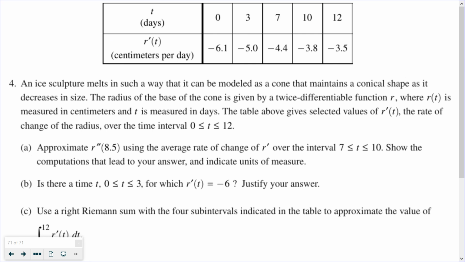If you just read part B, I would think MVT 100%. Because whenever it says there's a time and you see R prime, that means MVT. But it's not MVT. It's IVT. Do you know why it's IVT? Because normally when we see this, that's just R of T. You guys understand me? But if that's R prime of T and that's R prime of T, it's an IVT problem. You understand? It's an IVT.